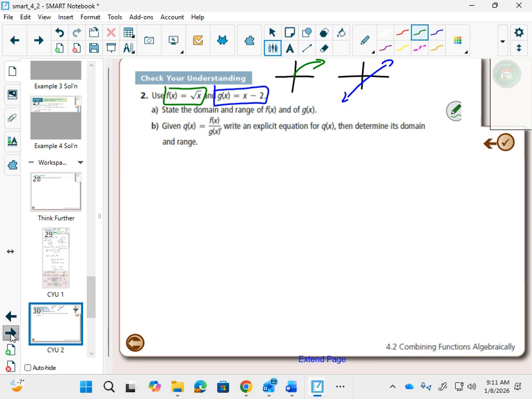State the domain and range of both of them. So for the green one, my domain is x is bigger than or equal to 0. My range is y is bigger than or equal to 0. And for my blue one, domain and range are everything.